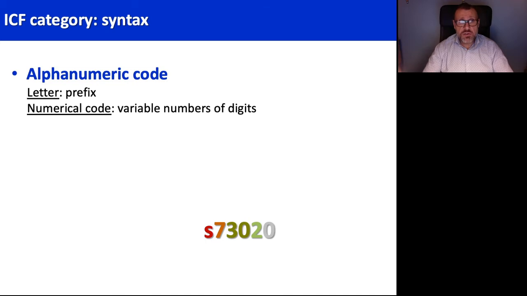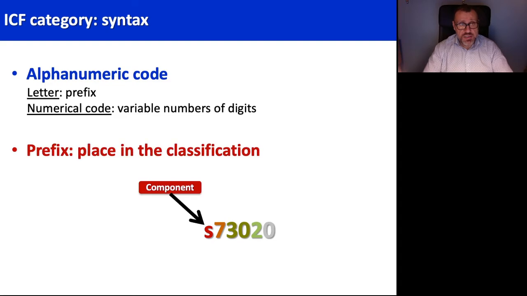The numerical code is based on a variable number of digits, depending on the category level which is represented. So let's look at this in detail. The prefix, as we said, shows the place in the classification. In this case, the component is S, so we know that this category is related to body structures.